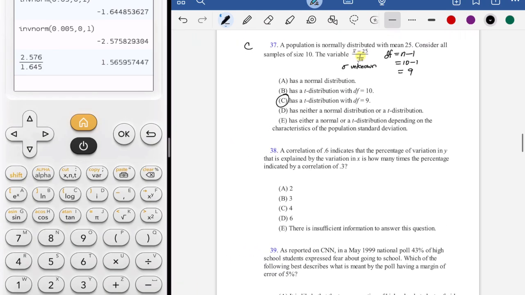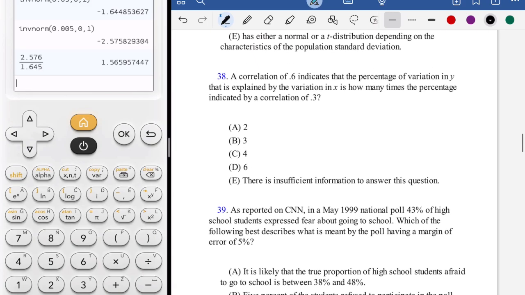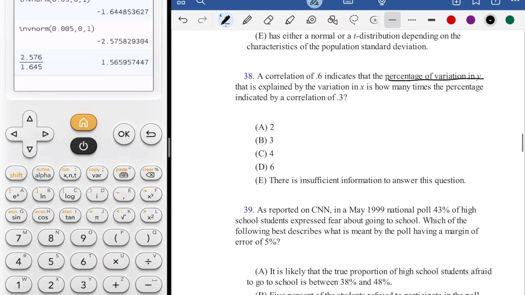All right, 38. A correlation of 0.6 indicates that the percentage of variation in y that is explained by the variation in x is how many times the percentage indicated by the correlation of 0.3. All right, so this is kind of a mean way of asking it. The percent of variation in one variable that's explained by the other is not r, it's actually r squared.